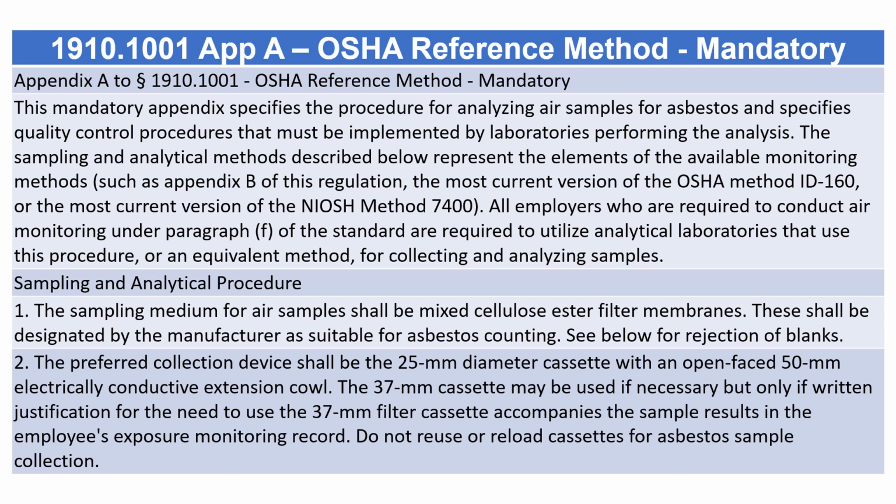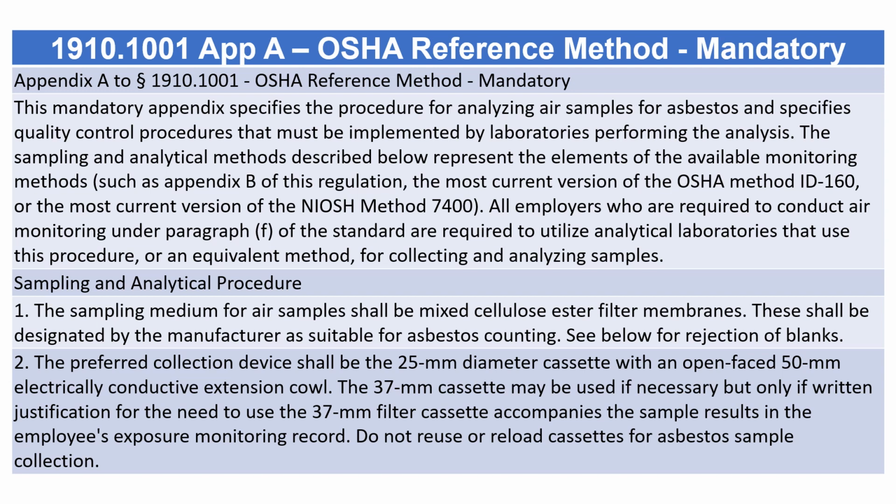Sampling and analytical procedure. 1. The sampling medium for air samples shall be mixed cellulose ester filter membranes. These shall be designated by the manufacturer as suitable for asbestos counting. See below for rejection of blanks.